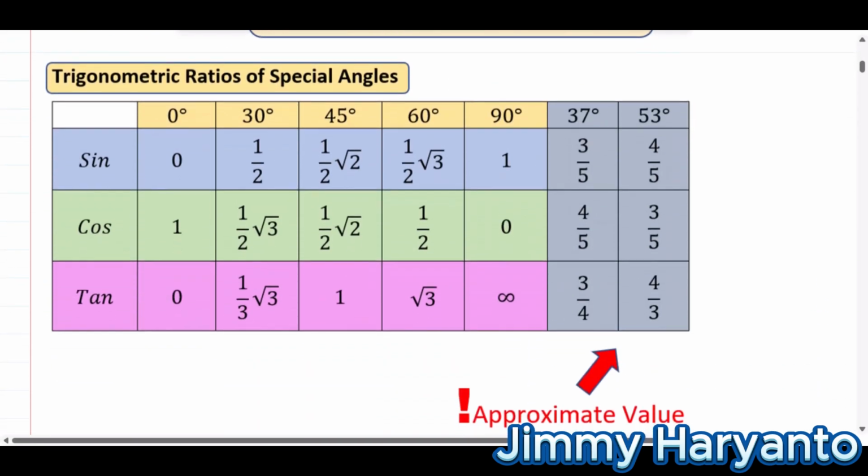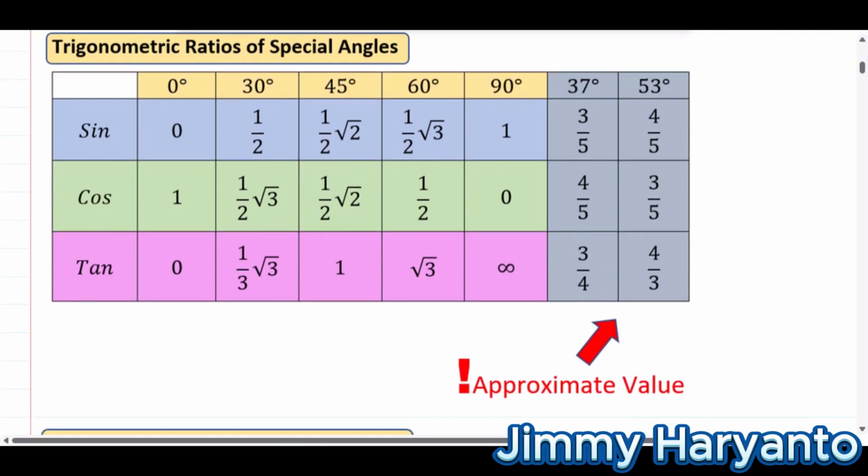Next is trigonometric ratios of special angles. We have 0 degrees, 30 degrees, 45 degrees, 60 degrees, 90 degrees, and also 37 degrees and 53 degrees. And the values of sine, cosine, and tangent are already filled in the table shown.